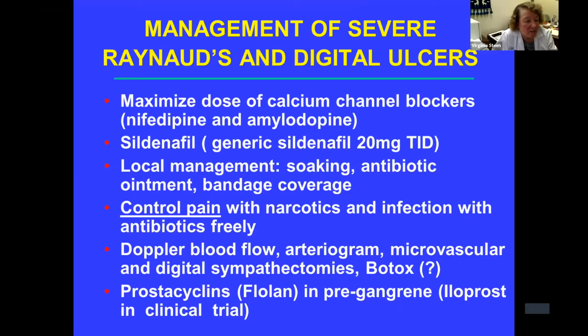If you are worried about severe gangrene or really major digital ischemia and risk of amputations or loss of fingers, we do use Doppler blood flow, arteriograms, and our plastic surgeon, as we don't have a hand surgeon right now. I use one that used to be here, Dr. John Barber, who's in Virginia. They do both microvascular procedures as well as digital sympathectomies and even use Botox. Not clear whether that's helpful, but hopefully it does some good.